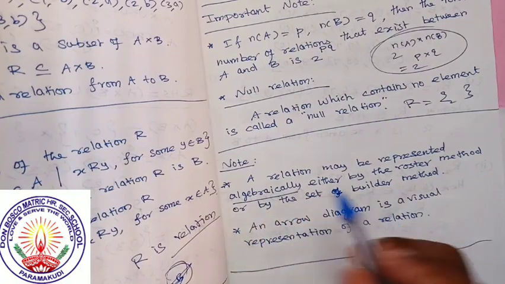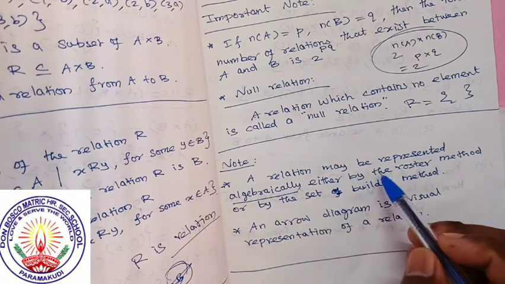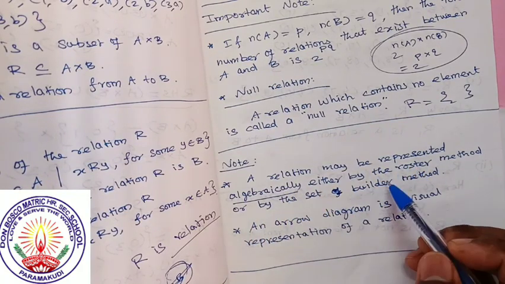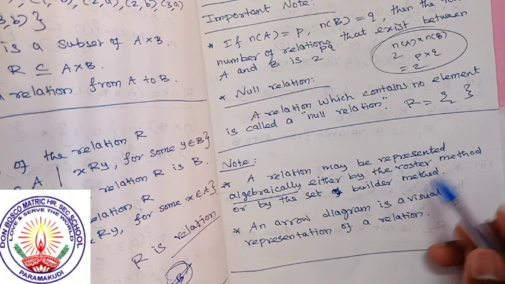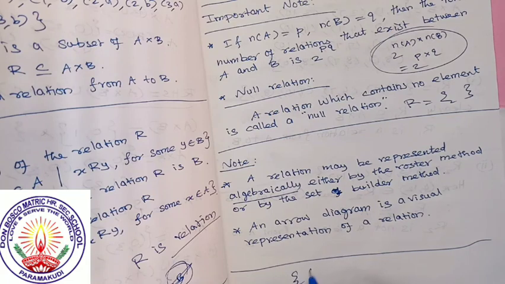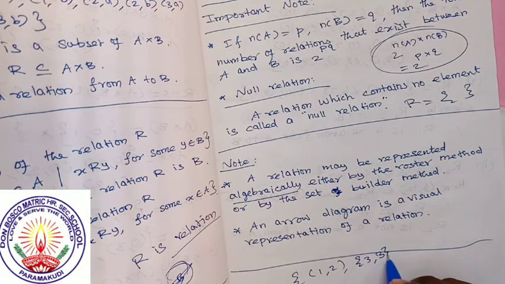Next, some notes. A relation may be represented algebraically either by the roster method or the set builder method. Roster method means we will write the elements as 1, 2, 3, like that.